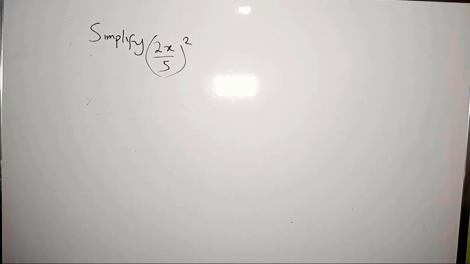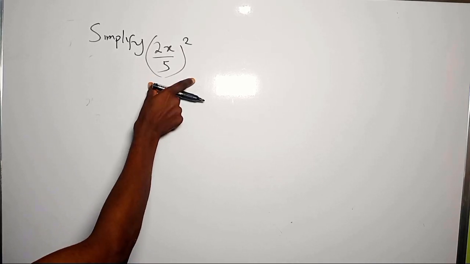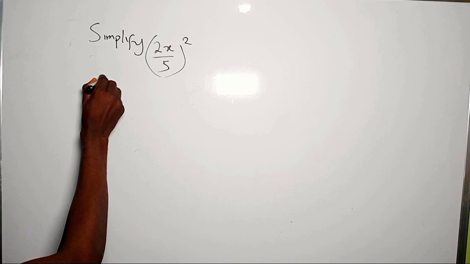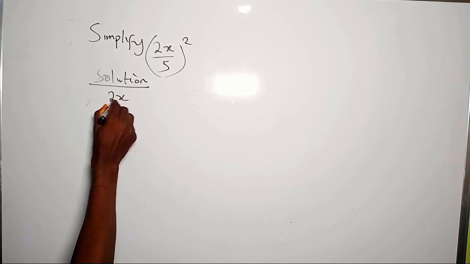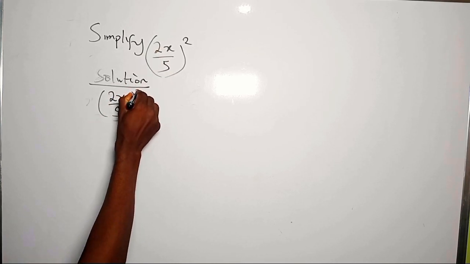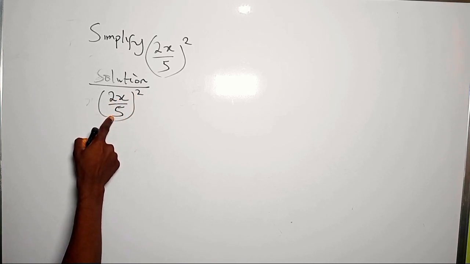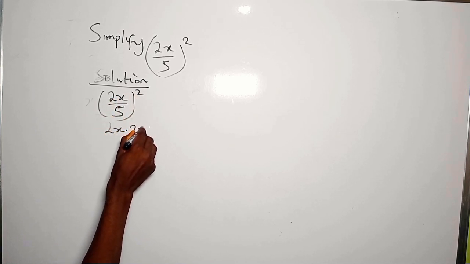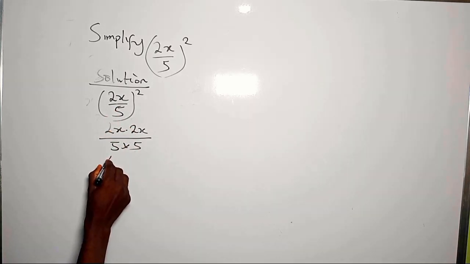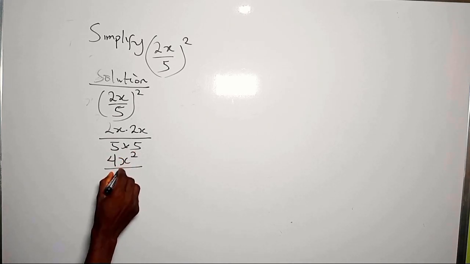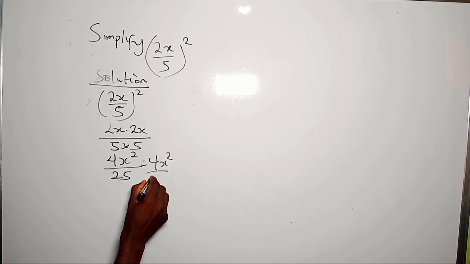Thank you very much. The question says we should simplify 2x over 5, squared. So how do we go about this solution? Here we have 2x over 5 in the bracket squared. What this means is for the square, we express this twice. So we have 2x times 2x over 5 times 5. For 2x times 2x, we have this to be 4x squared over 5 times 5 is 25. So here we have this to be 4x squared over 25.